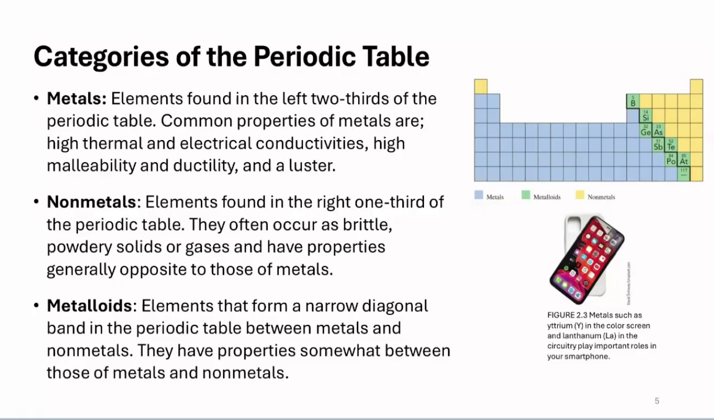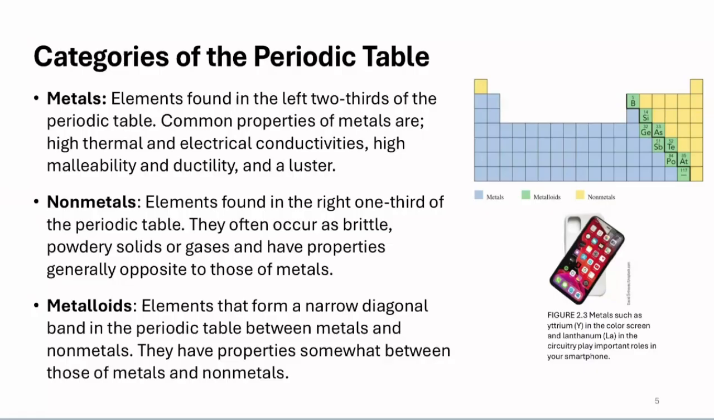Elements can also be categorized as nonmetals, and the nonmetal elements in this chart are represented by yellow colored boxes. Nonmetals are elements that are found in the right 1/3 of the periodic table. They are often found as brittle, powdery solids, and gases. Their properties are generally opposite to those of metals. That means that nonmetals tend to be poor thermal and electrical conductors, and they tend to be dull in color.